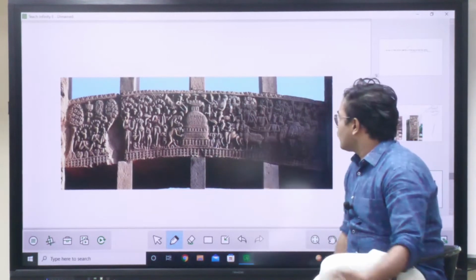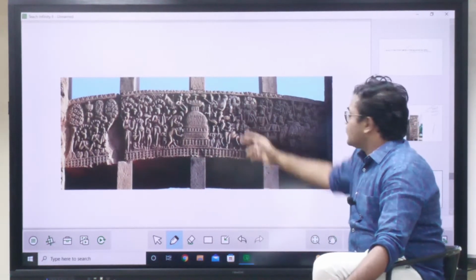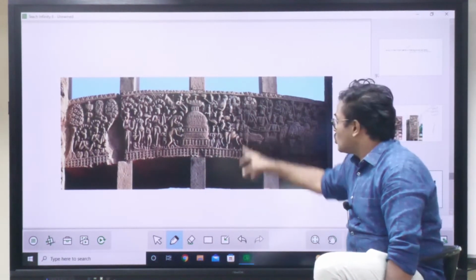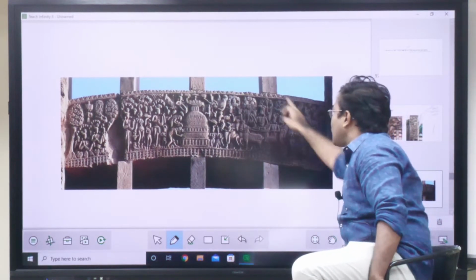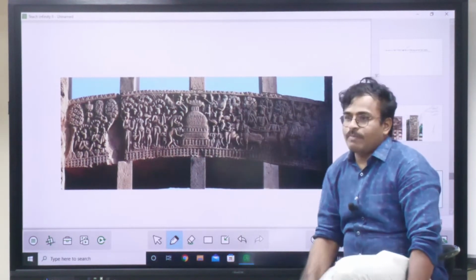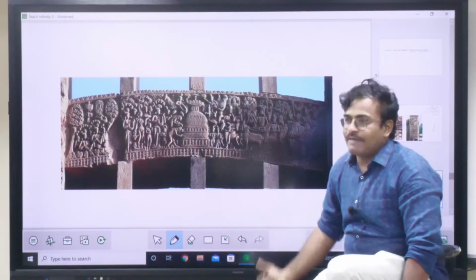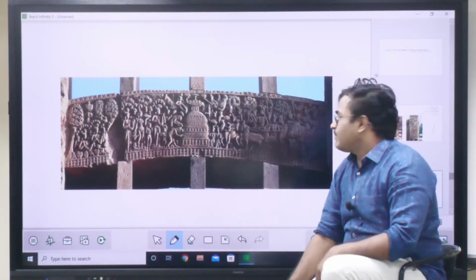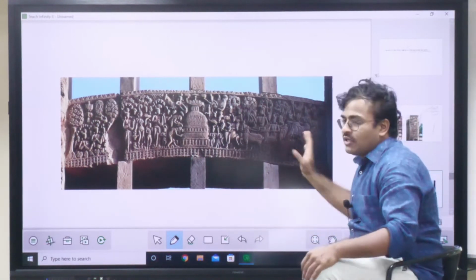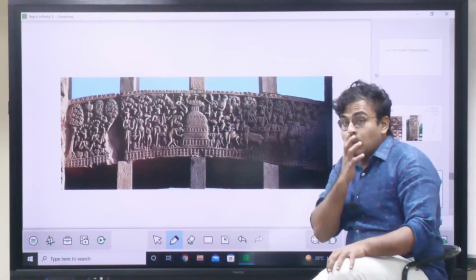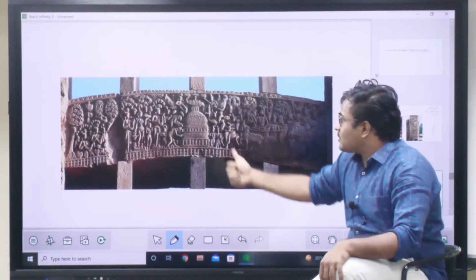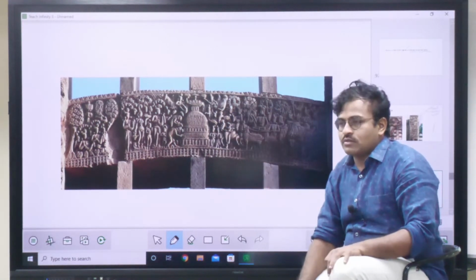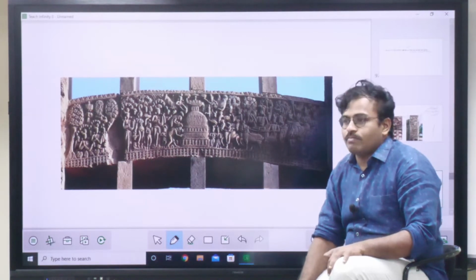This is the image of a stupa. So some king has come to visit the stupa to pay his respects. That is the image which is depicted. Some people say that it is Ashoka Maurya, but there is no evidence for it. Because particularly these things were built during the period of the Shungas.